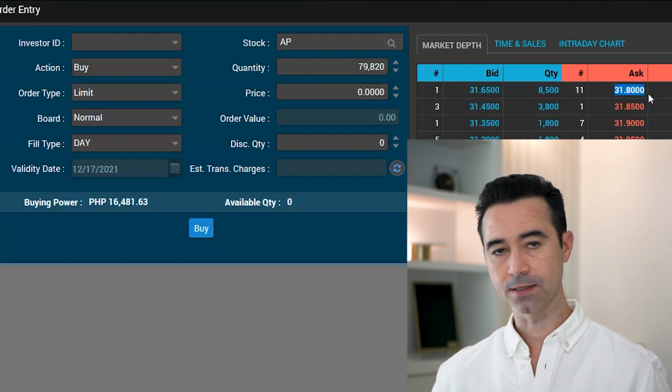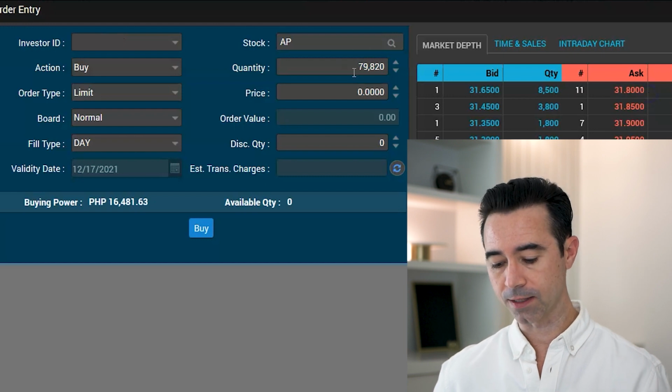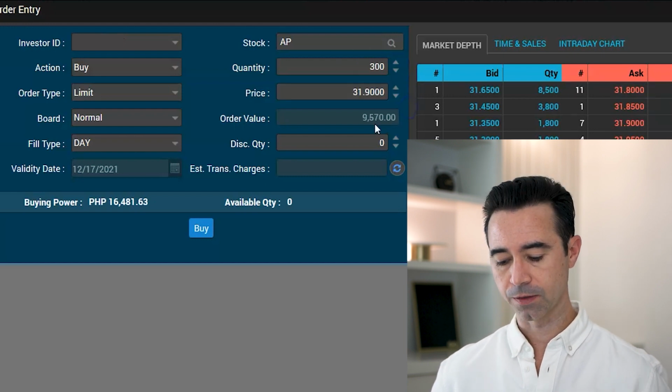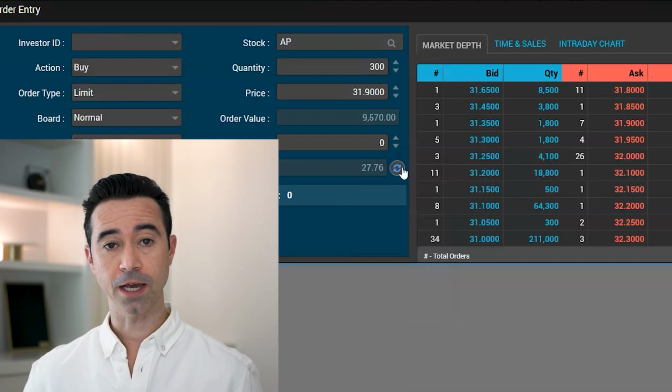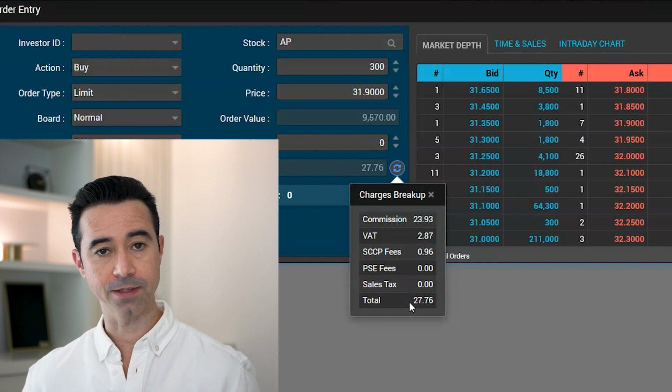It's 31.8000. I'll give a little bit of a buffer. I'll put 31.9000 as my price. The total order value will be $9,570. I'll double check how much the commissions and fees will be. The total will be 27.76 pesos.